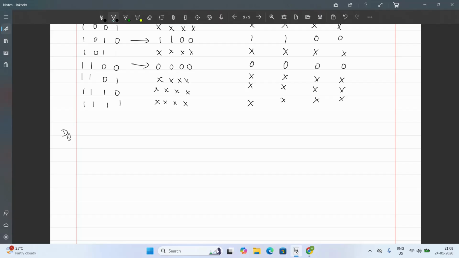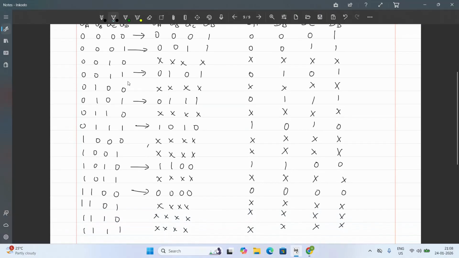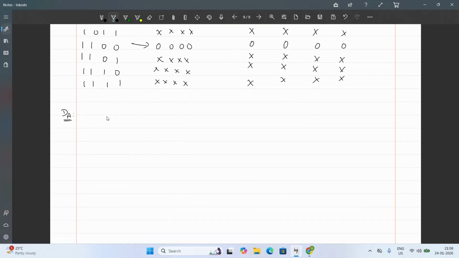Next step will be to draw the K-map and simplify. But remember, now you have 4 bits, right? QA, QB, QC, QD. So you have to draw a 4 variable K-map. You have 4 outputs, so you will have to draw 4 variable K-maps and simplify. Find out the equations for DA, DB, DC and DD.